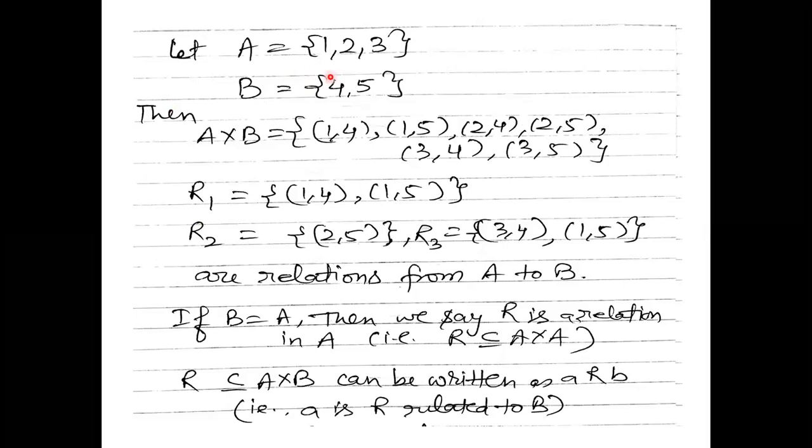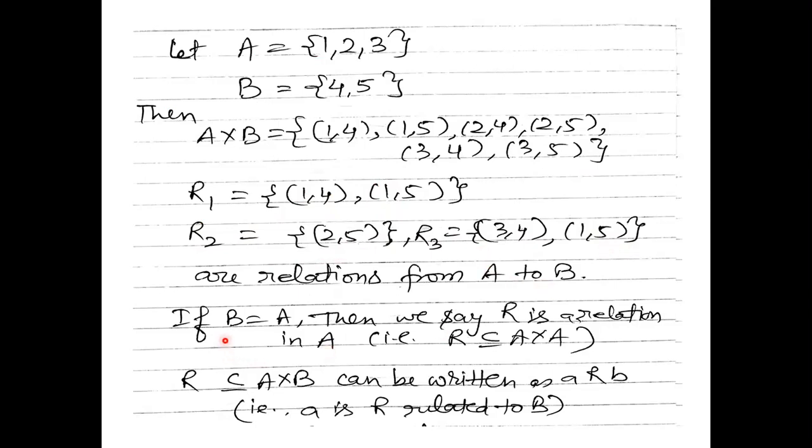Let you be given a set A with the three elements 1, 2, 3, and B with the two elements 4 and 5. Then A cross B, the Cartesian product of A and B, is defined as: (1,4), (1,5), (2,4), (2,5), (3,4), (3,5). So this is A cross B. Suppose R1, R2, R3 are relations from A to B. R1 has the two ordered pairs (1,4), (1,5), R2 has (2,5) only, and R3 has the two elements (3,4) and (1,5). So these are relations from A to B.